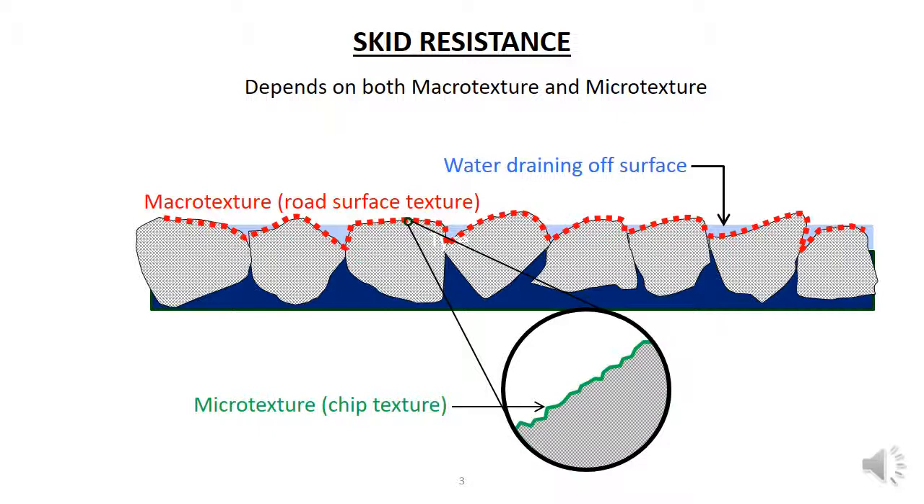The microtexture can degrade over time as repetitive contact with the tyres erodes and polishes the surface. Therefore, the chip needs to be produced from a very hard rock that will not erode.